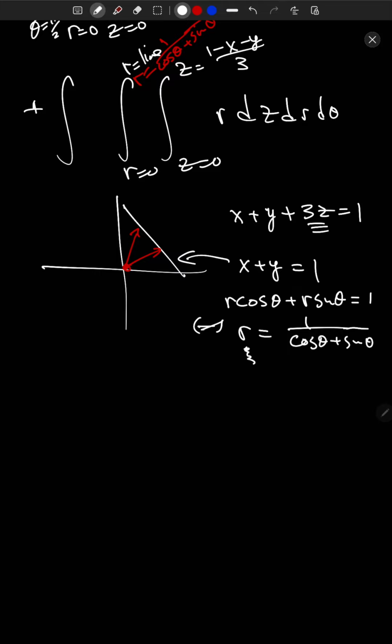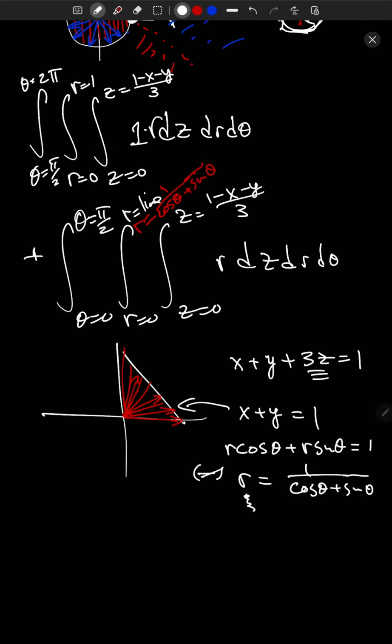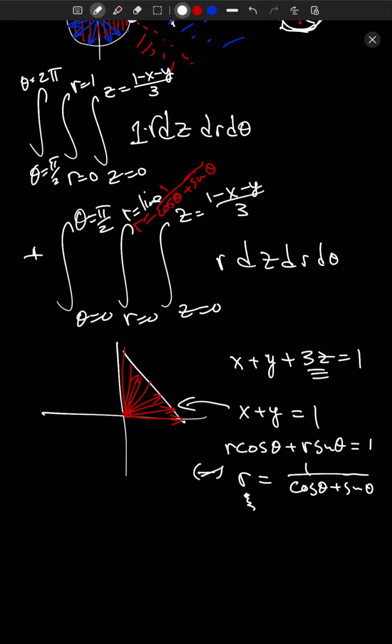All right. And theta is going to be straightforward. We want these rays starting from the very first one here, theta equals 0, and we need to fill up this entire region with rays until we get to theta is pi over 2. So theta equals 0, theta equals pi over 2. Okay. So altogether, it looks like if we insist on doing it with cylindrical coordinates, we're going to have to break it up into two integrals.